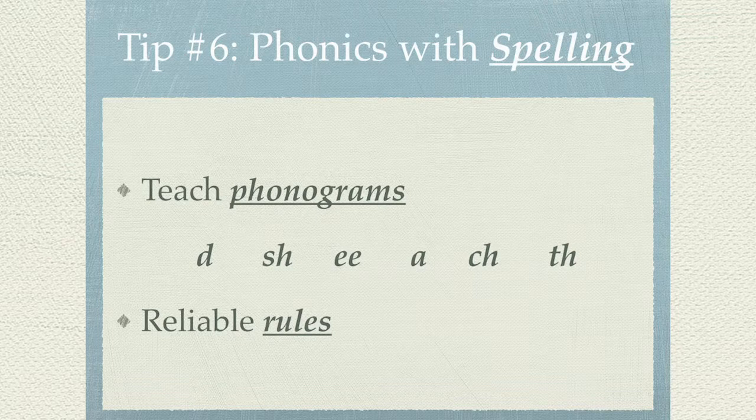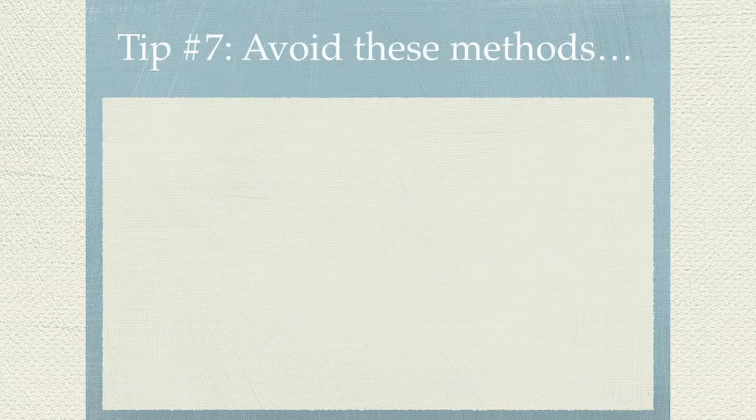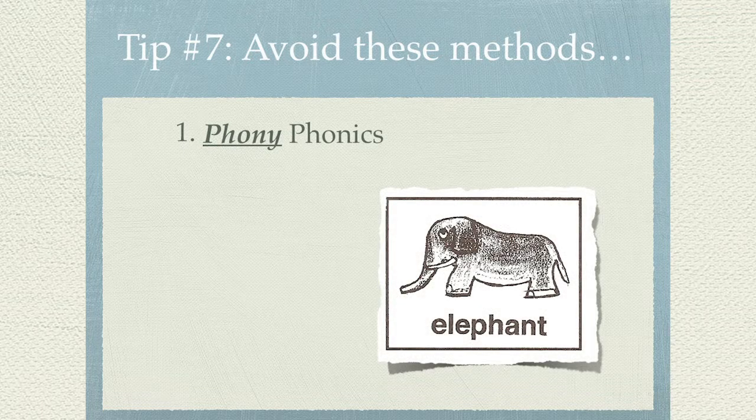So tip number 7, let's avoid the following kinds of methods of phonics instruction. Number 1, phony phonics. This is where you're not really teaching phonics at all. So this is actually out of a reading book. Here we go, we're going to teach phonics. This is elephant. Let's say that. Elephant. Great. Okay, now you've learned some phonics.